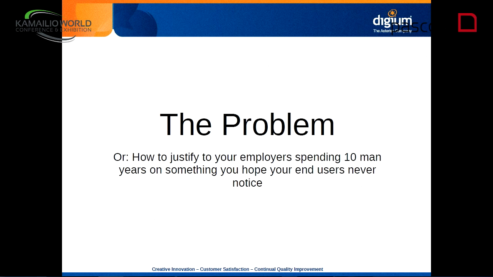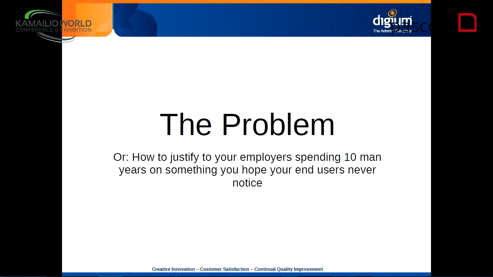That's a little bit of a stretch. It's not completely new, as we'll get into. We did reuse certain things, but a lot of it changed over time. So the problem, right? How do I justify to my bosses spending 10 man-years to redo the core of Asterisk, hopefully in a way that nobody even notices?